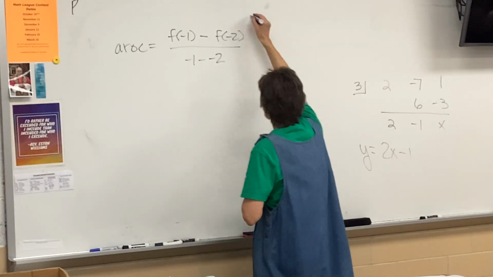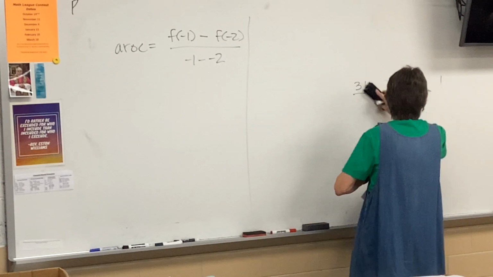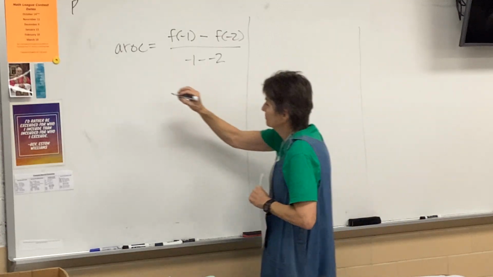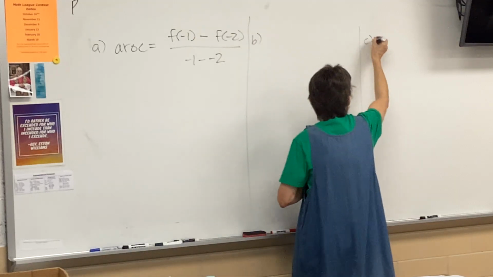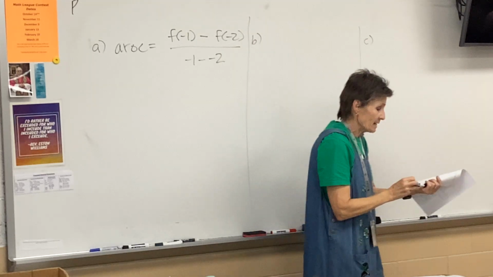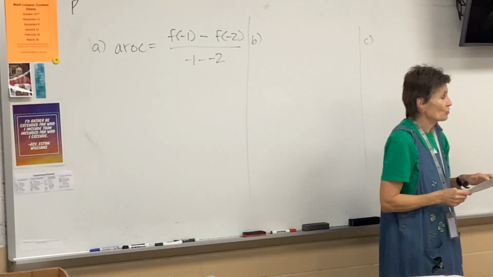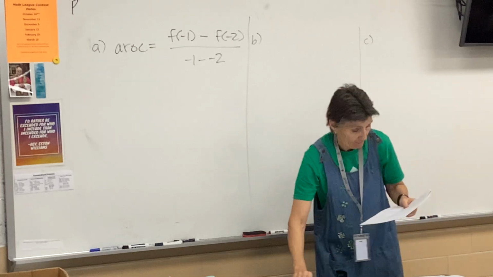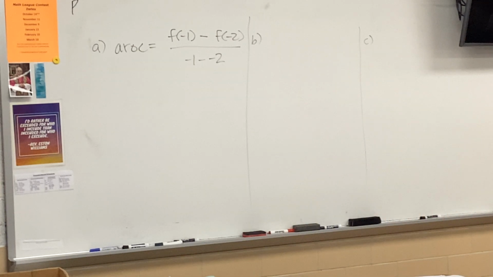So there's the first one I got set up for you. B and C, you guys are on your own. And notice that we're finding the average rate of change of an equation, of a picture, and of a table of values. That doesn't change anything about what you do, it just changes what it looks like.